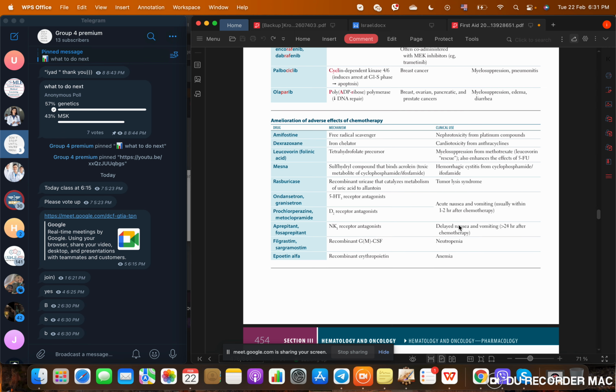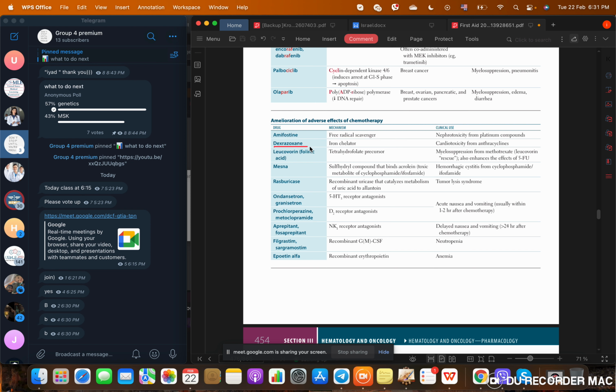So let's speak about how we can reduce the horrible side effects of some medication. For example, we have something called amifostine. Remember, we spoke about them when we spoke about the platinum drugs. We said that amifostine decreases the nephrotoxicity by reducing the free radical injury.